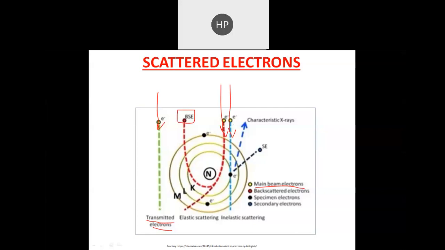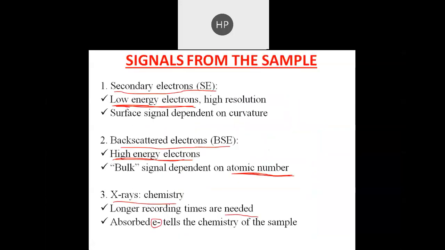And some electrons will strike the electrons of the atom. This is the specimen electron, and the electron which we have embedded will strike the electron of the specimen, so that we can have the secondary electron, and from that we have some X-rays, and that X-ray is known as a characteristic X-ray. So this is how we can get the secondary electron and the characteristic X-ray.